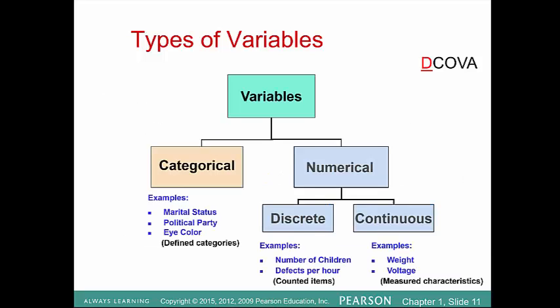Categorical variables, for example, marital status, political party, eye color, and discrete variables, for example, the number of children you have, the defects per hour. These are items that are counted in whole values, not halves or quarters. You don't have a quarter of a kid or half of a kid. Continuous variables are things like weight, speed, and income. These are measurements.